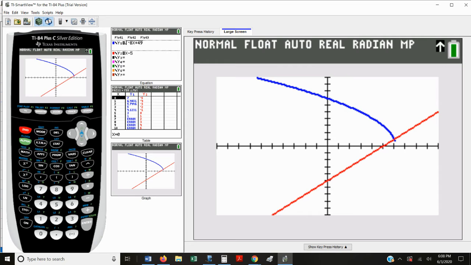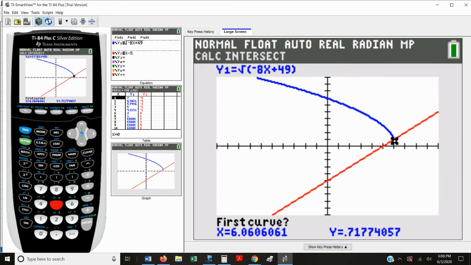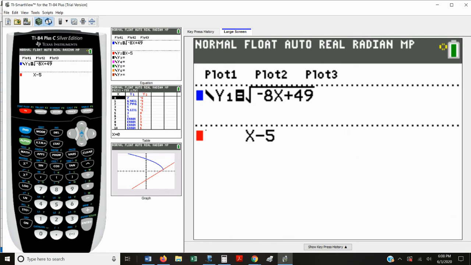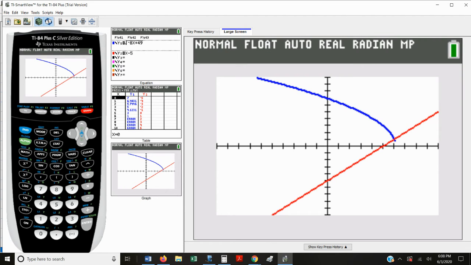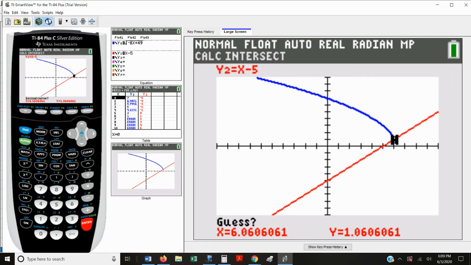If you do a second trace, number 5 is the intersection method. So I just type number 5 in. And then you can usually just hit enter, enter, enter. The calculator is really good at this. And it gives you that intersection of x equals 6. And because our equations had x's in it, that is the answer. So you don't have to look at the y value, second trace 5, enter, enter, enter. So you see that x equals 6 right here. You don't have to worry about that y equals 1. x equals 6 is the answer.